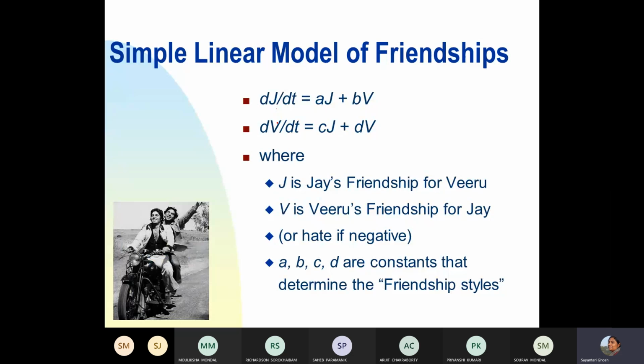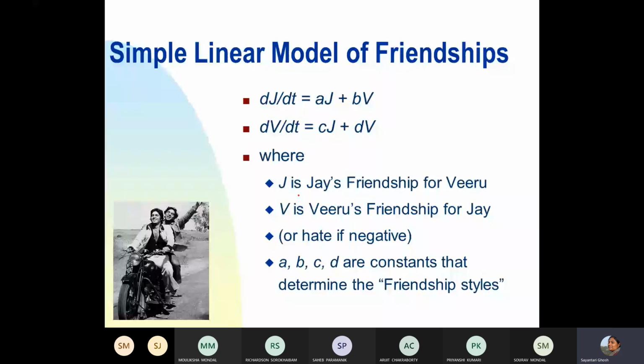What are these variables? What do they signify? We are modeling, so these variables must have some physical meaning. So you can think of J as Jay's friendly feelings for Viru, and V is Viru's friendly feelings for Jay, or something like that. So the sign of this quantity J or V can be positive or negative, and if it turns negative, that means that it is going in a bitter direction. It's like a hate situation, and if it is positive, then it's a very friendly situation. Okay.